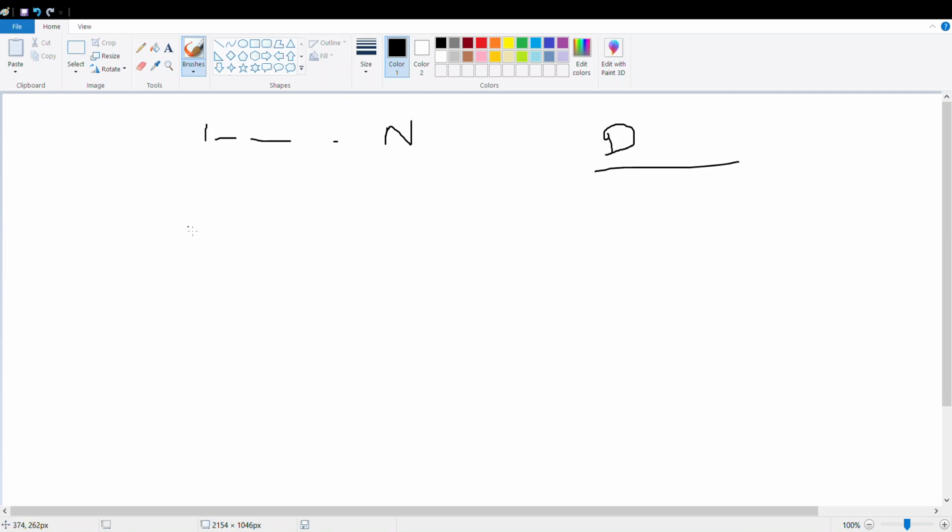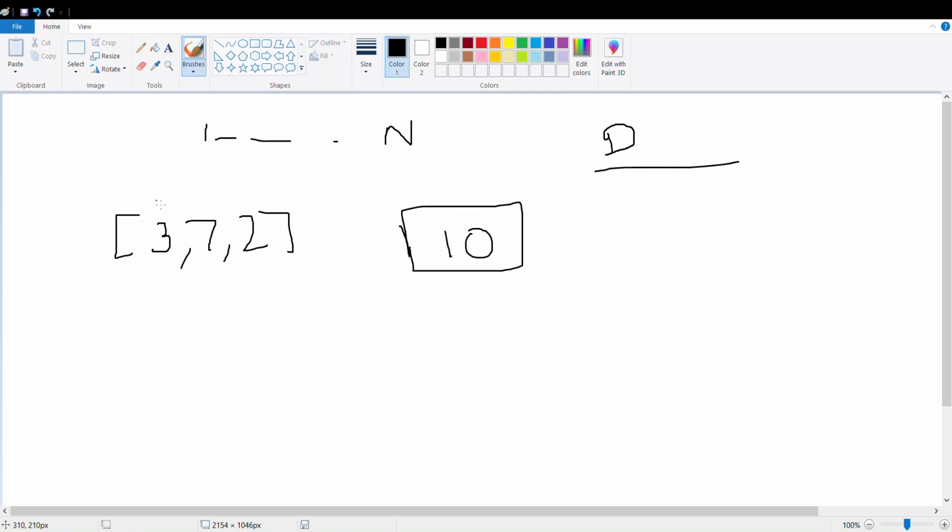Okay, so to simplify, I've taken a test case from the problem. So test case is first. She has to complete her journey in 10 days, and there are three checkpoints. She has to take bus A at the first checkpoint, bus B at the second checkpoint, and bus C at the third checkpoint. Also, these buses come in a specific order. For example, the bus A will come on every third day. This means that it will come on the third day, on the sixth day, on the ninth day, and so on. The bus B will come on the seventh day, the 14th day, and so on. And the bus C will come on the second day, fourth day, sixth day, and so on.